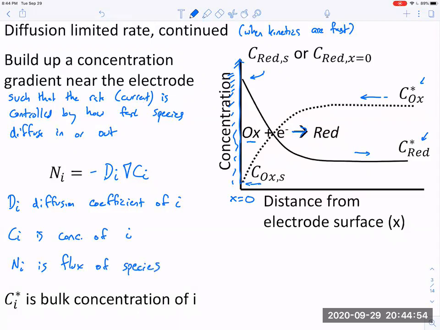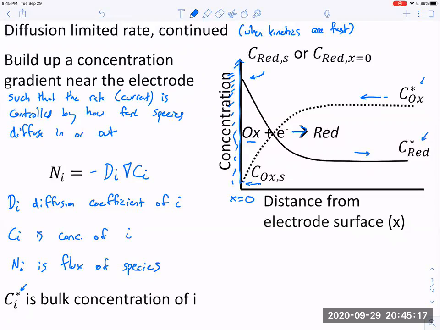There are a couple of different ones. This concentration will be dependent on time. It'll also be dependent on where you are, how far away you are from the electrode. And the one with the star here just means the bulk concentration of i, bulk meaning far away from the electrode surface. Okay. So you can see this is starting to build up why this would be called linear.